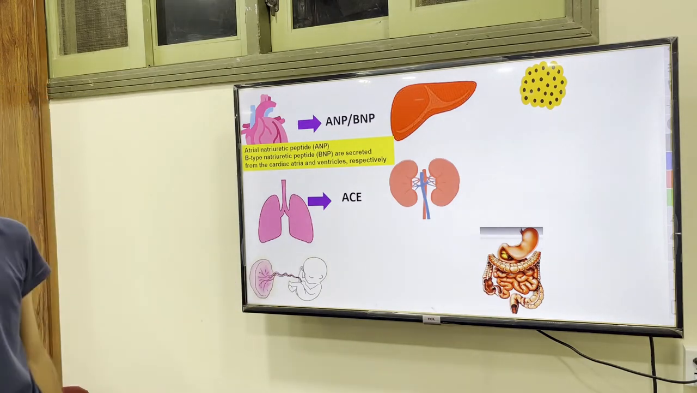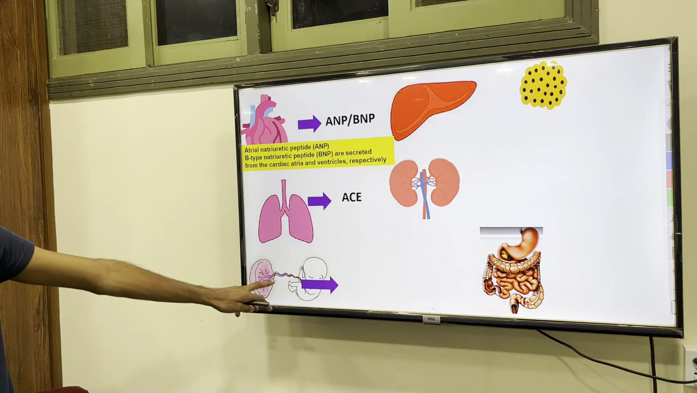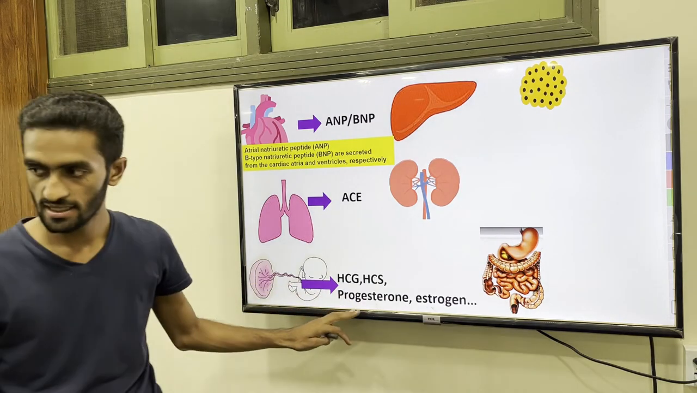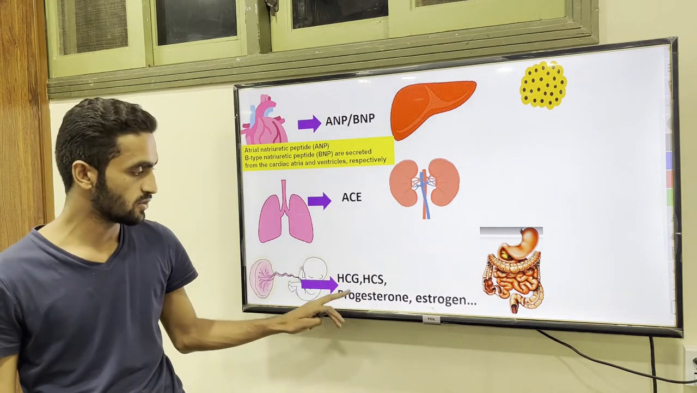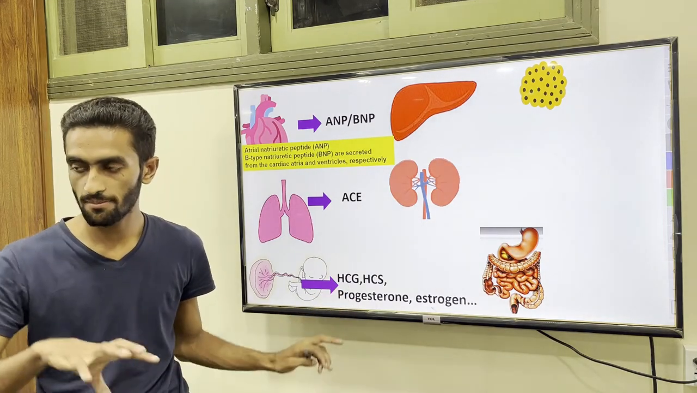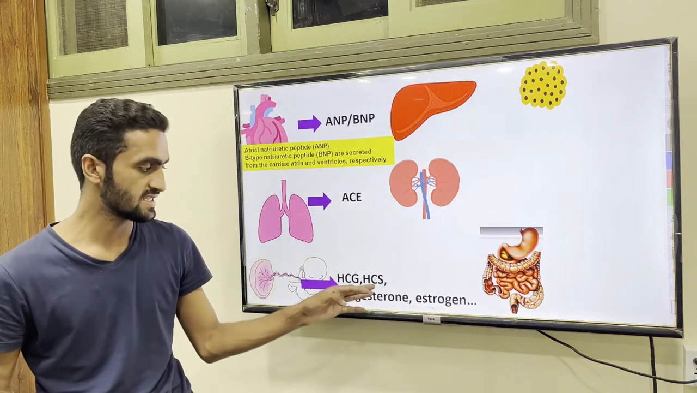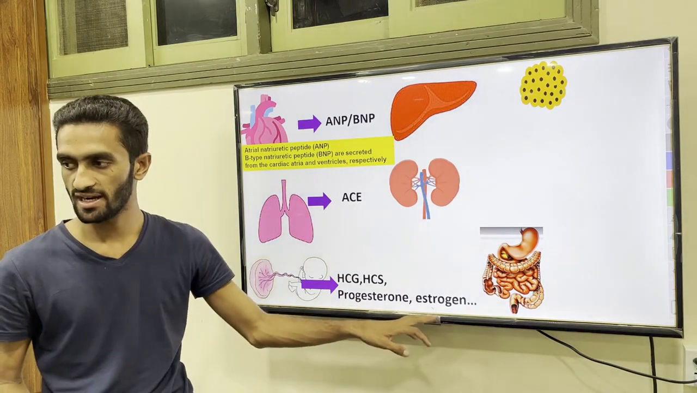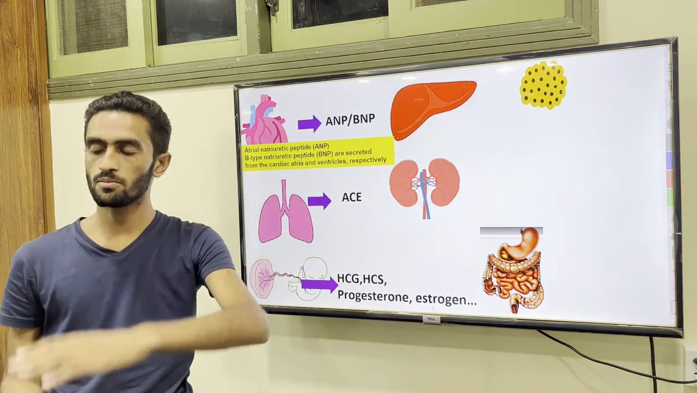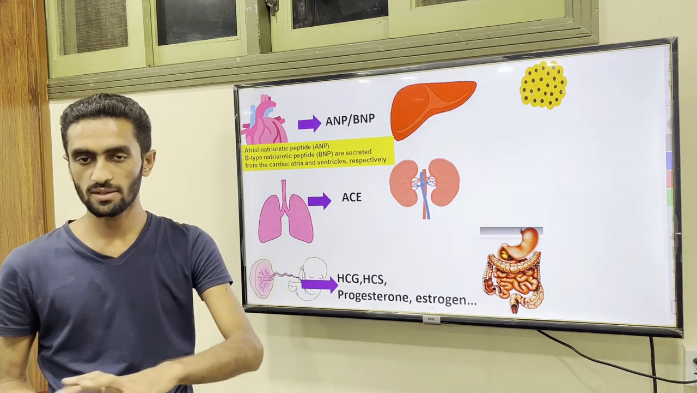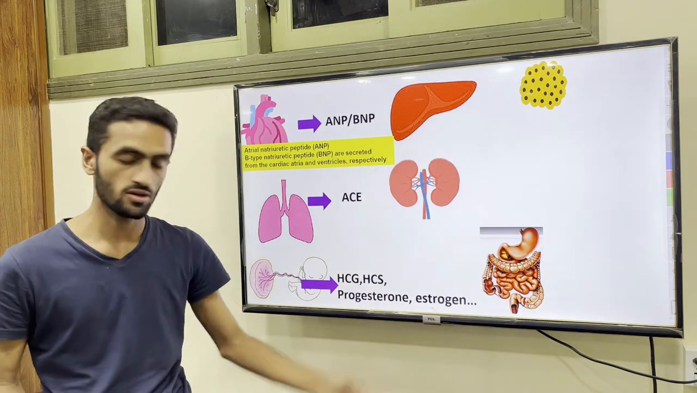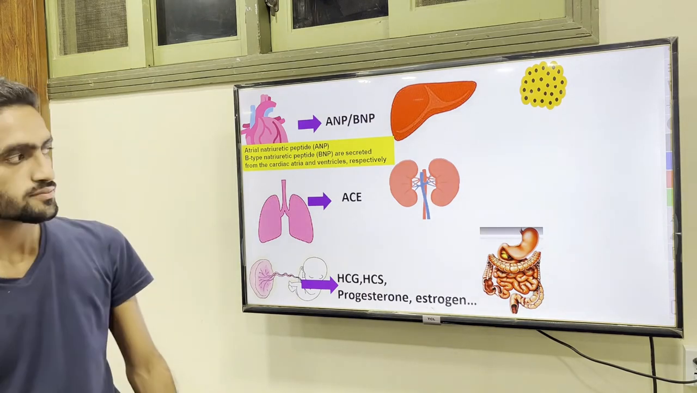And here is your placenta, which also secretes HCG and HCS, the hormones associated with pregnancy. So HCG and HCS, and the progesterone and estrogen. Progesterone acts after the ovulation, controlling the corpus luteum, and before the ovulation it is controlled by the estrogen.